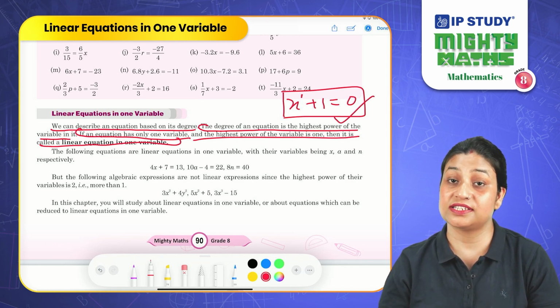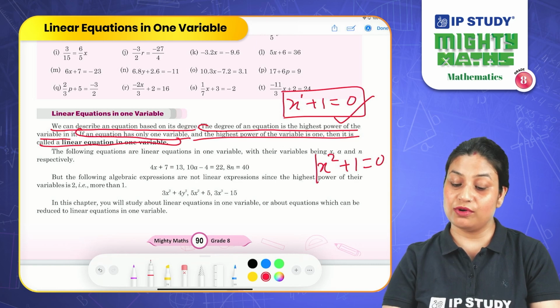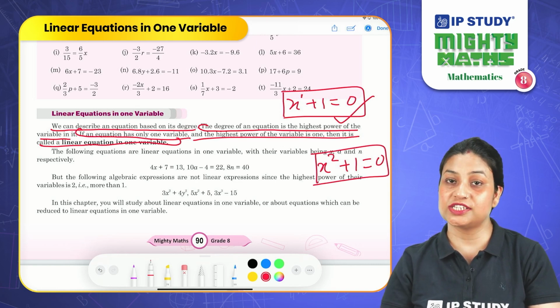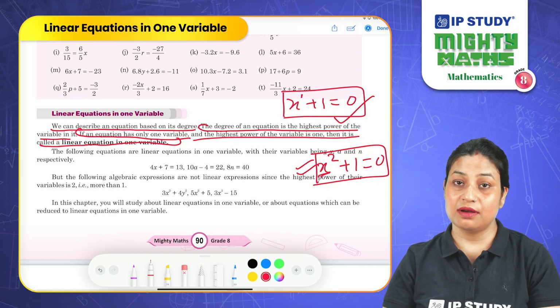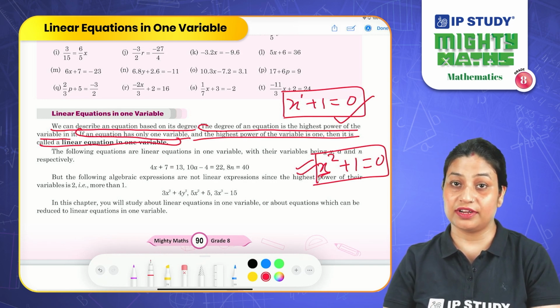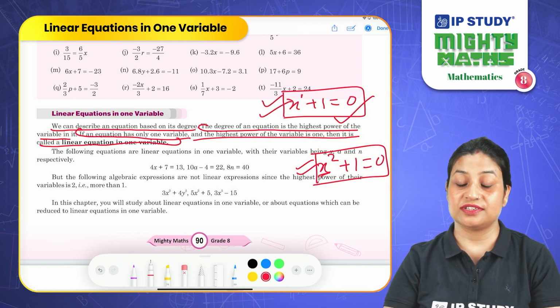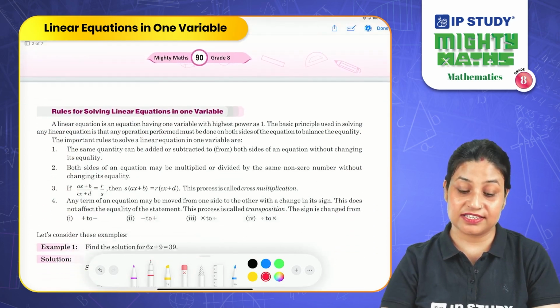Suppose I write an equation like this: x square plus 1 is equal to 0. If you look at this equation, what is the degree of the variable? It is 2. Since the degree is 2 over here, we call it a quadratic equation, but we are not going to discuss it here. We will discuss it later on in the next grade. For this grade, we will be focusing on linear equations only. So now let's move on to the next topic and see what is there.